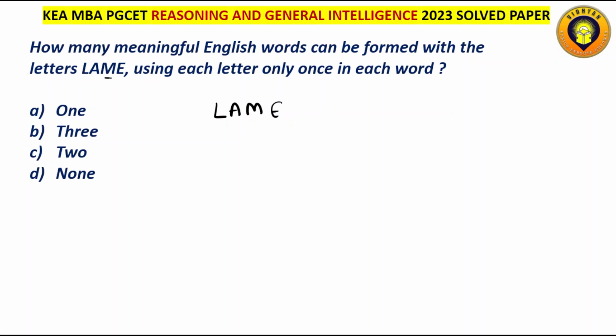And another one, MEAL, you can form MEAL. And you can also form MALE. So there are three English words which can be formed by using these letters, that is LAME, MEAL and MALE. So the answer is 3.